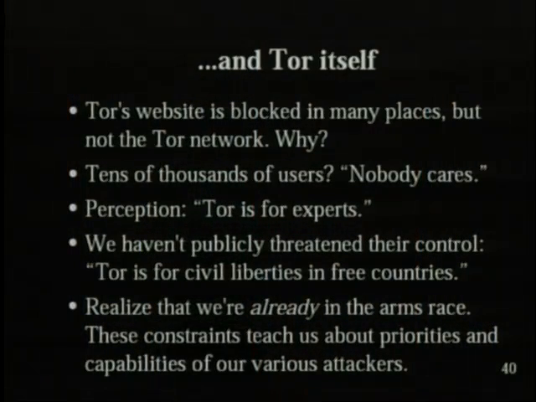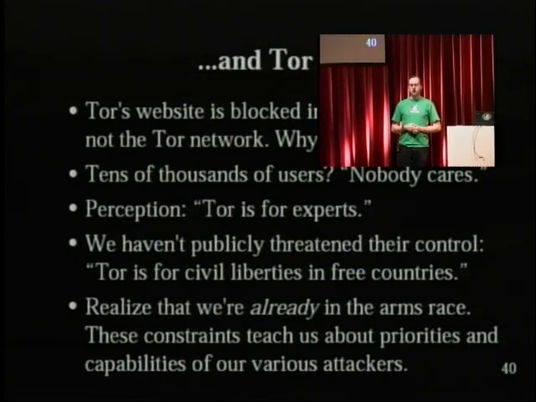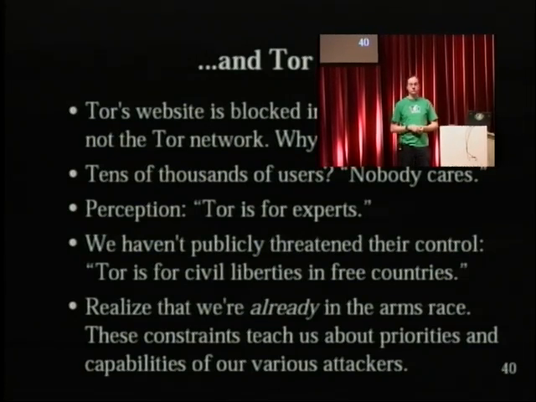And then there's Tor itself. There are 30,000 people, give or take, in China using Tor right now. And they don't mind the anonymity properties, but they're using it so they can actually get to the websites they want to talk to. Tor's website is blocked all over. It's blocked in Egypt and various Arab groups and China and Thailand and the LA Times. A lot of different places block the Tor website. But nobody that I've heard of blocks the Tor network.